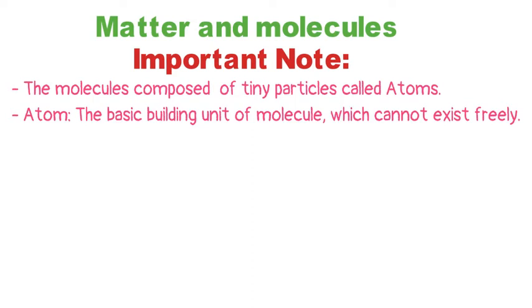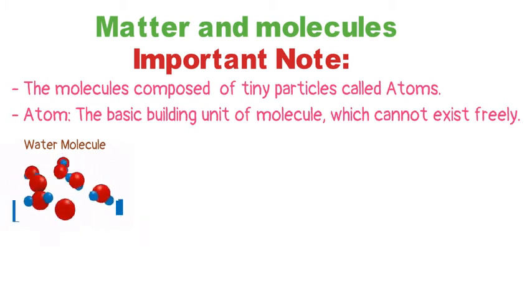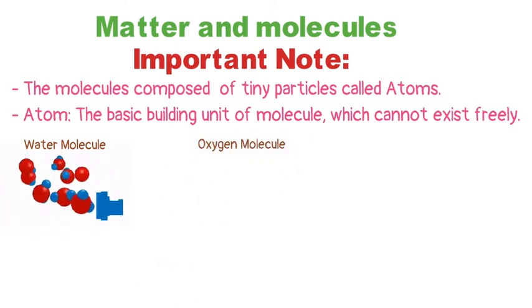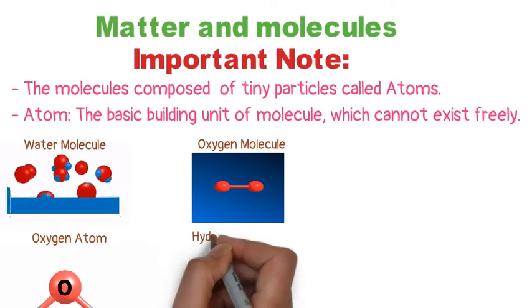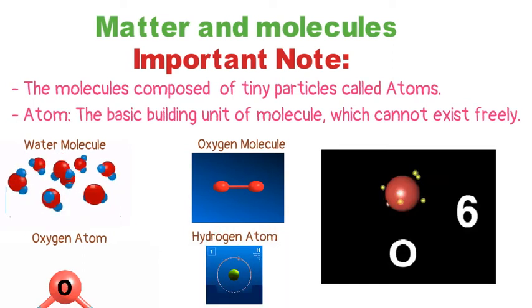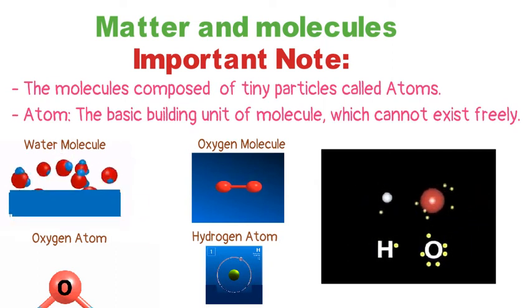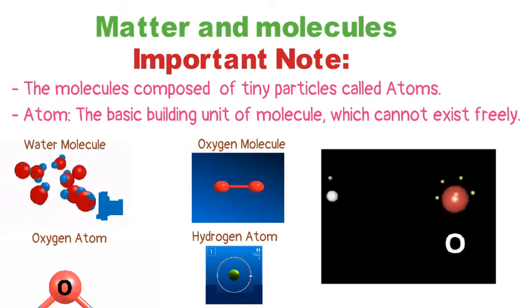We have some examples for the molecules, like the water molecule. The water molecule is composed of one oxygen atom and two hydrogen atoms, while the oxygen molecule consists of two oxygen atoms. So we have the molecule and we have the atoms, the oxygen atom and the hydrogen atom. And as we said, the water consists of one oxygen combined with two hydrogen atoms.